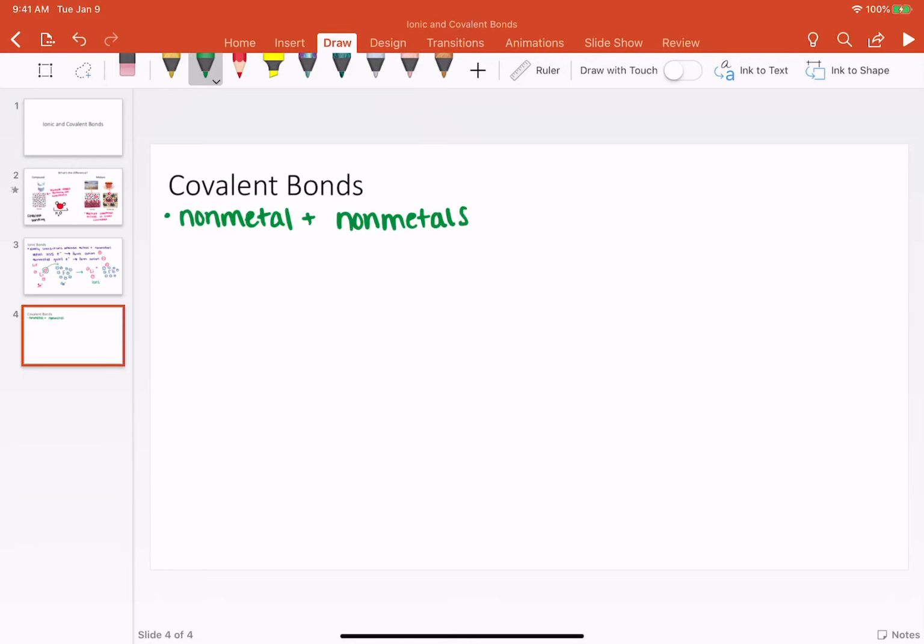So for ionic, it's usually going to be a metal and a nonmetal. For covalent, I want you to think nonmetal plus nonmetal. So you have to look at the type of atoms that are interacting. And covalent bonds are going to be more of a sharing of electrons. Rather than transferring from one atom to another, covalent bonding is going to be an example of sharing electrons.